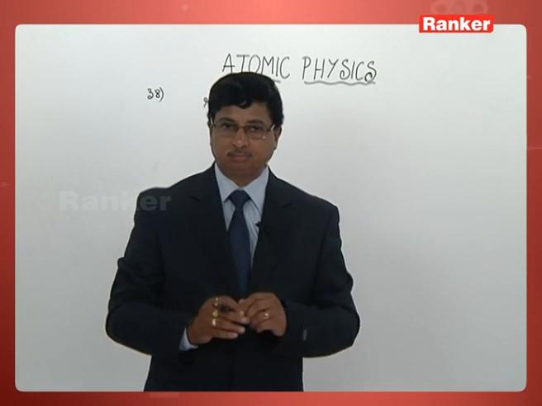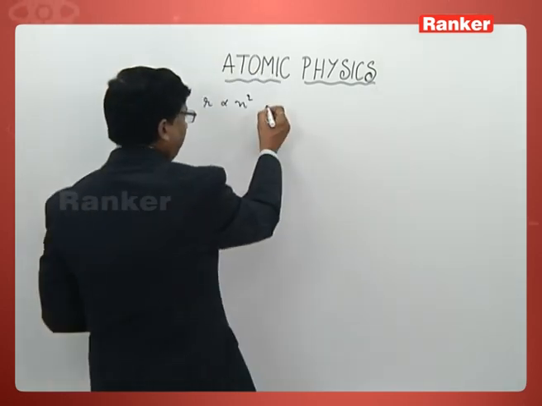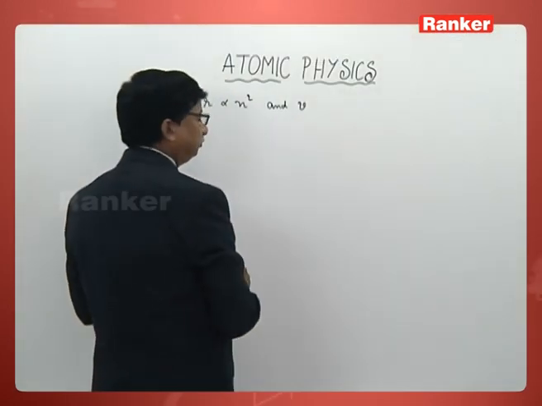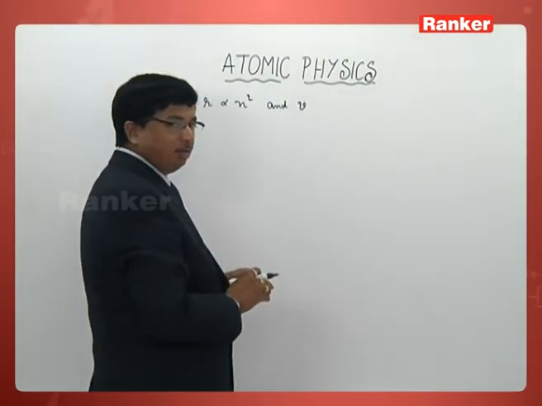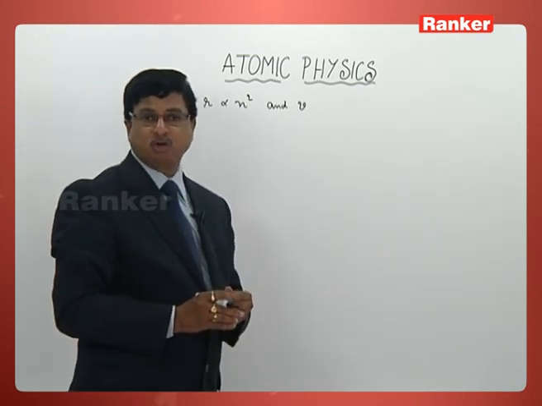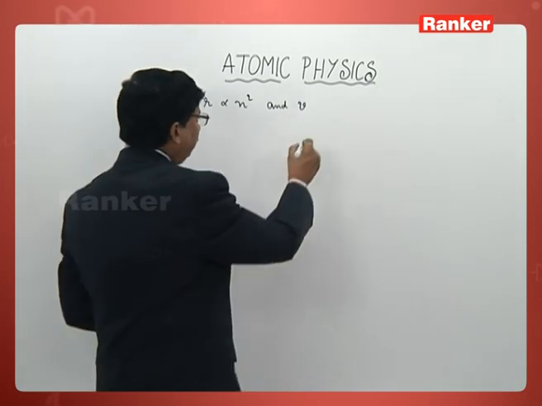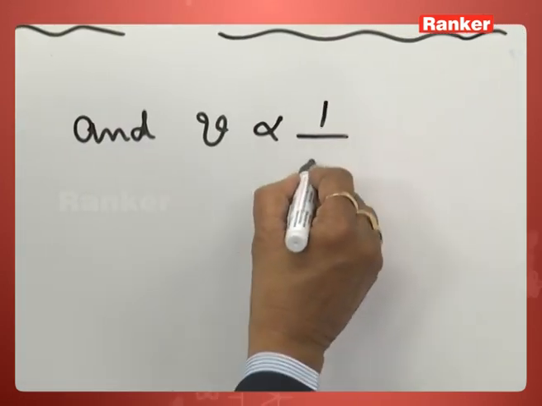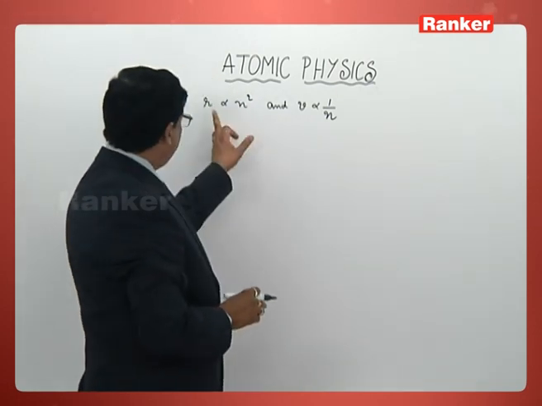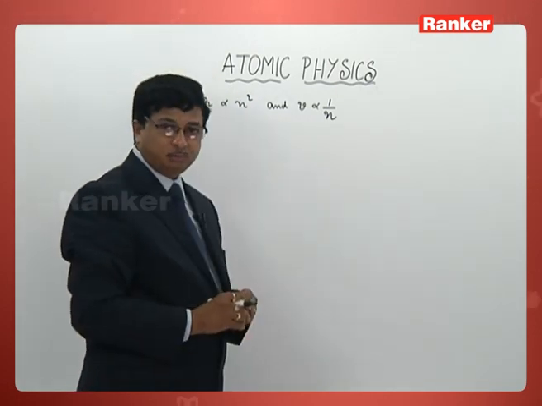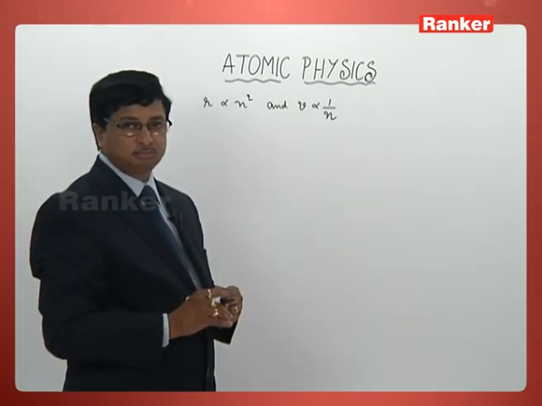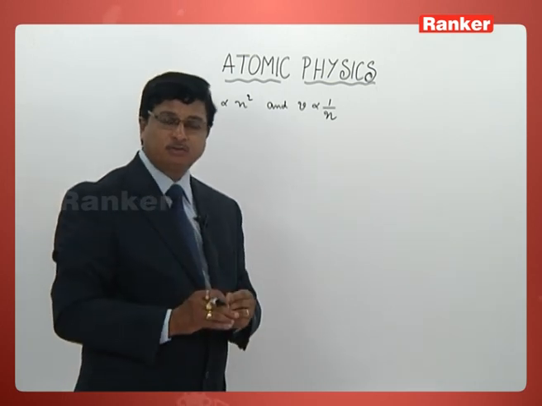That's known to us. Exactly in the same manner, the velocity of an electron in an orbit having principal quantum number, the orbit number itself is the principal quantum number, we all know that, is inversely proportional to n. So r is proportional to n square, we know. V is proportional to 1 by n, we know. These two relations of course are known to us all.